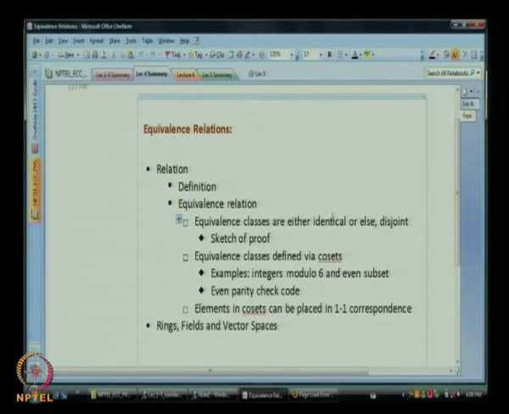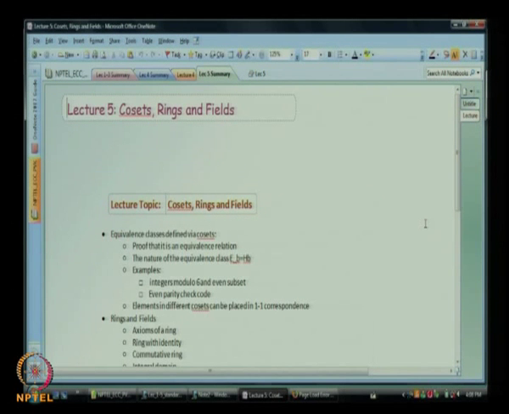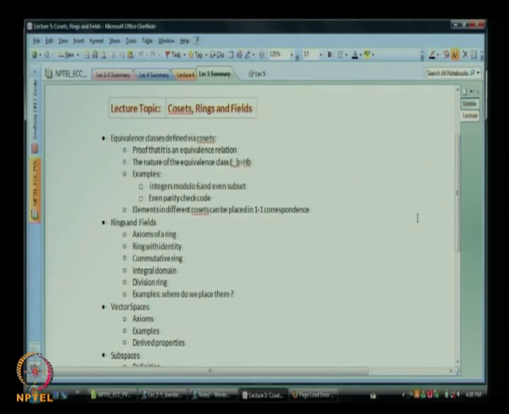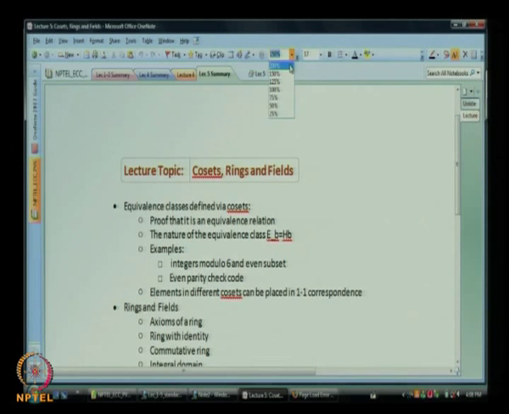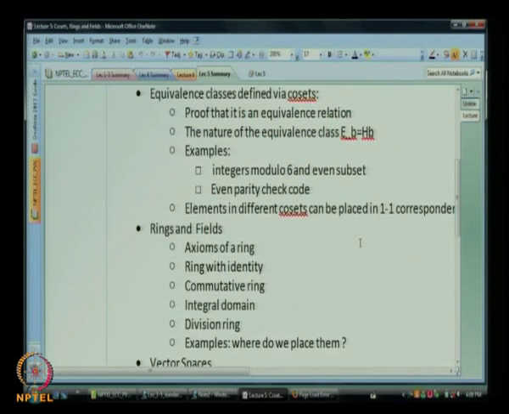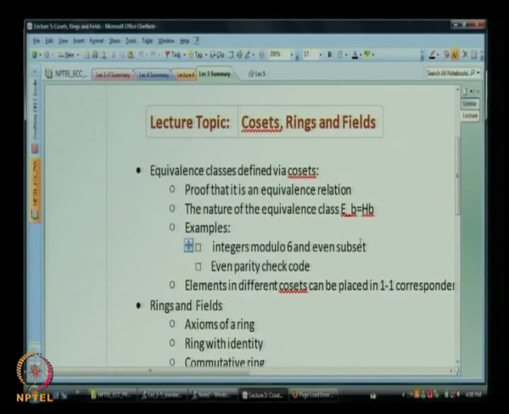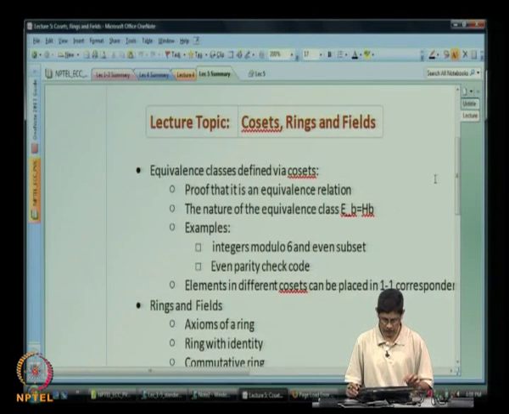Okay, so now having done this, let me also tell you what our plan for the day is. Our plan for the day is to talk about cosets, rings and fields. So we look at equivalence classes defined via cosets. That is a continuation of what we were doing in the last lecture.